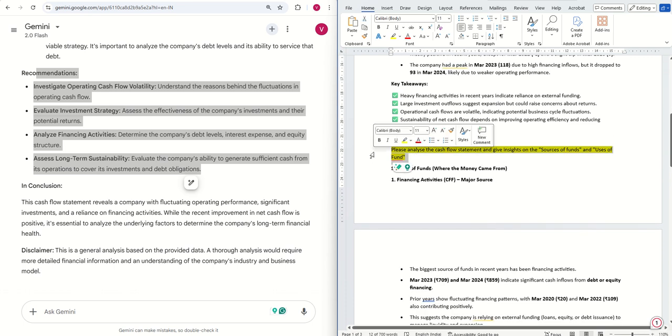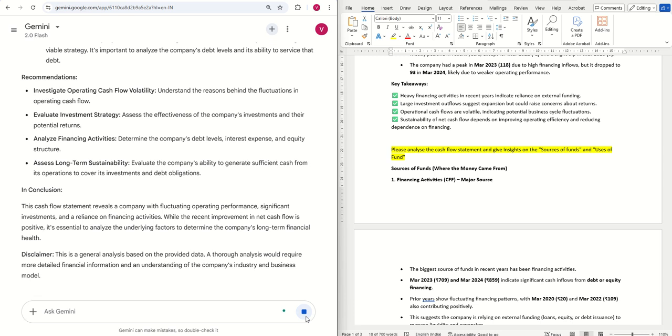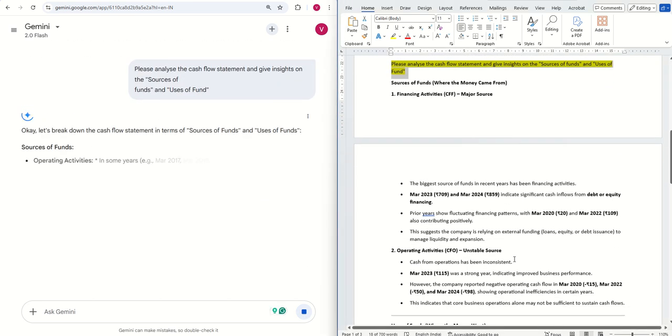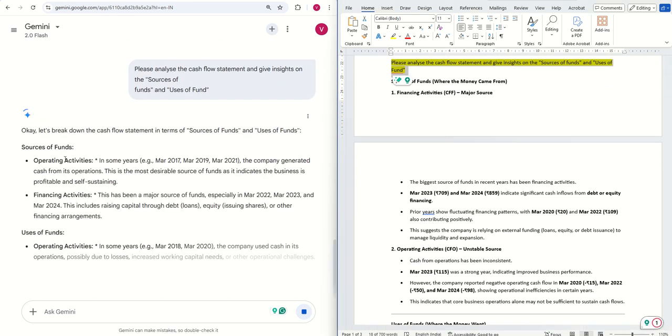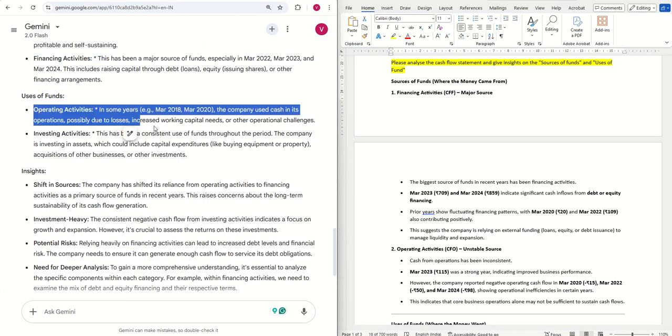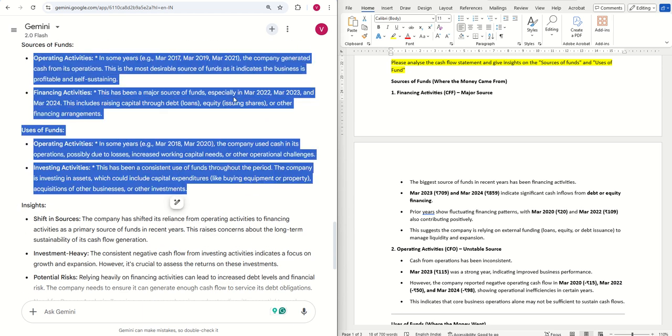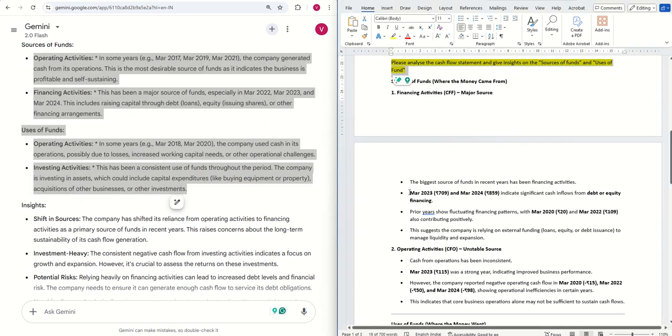Let me go with the second prompt. Please analyze the cash flow statement, and the second prompt should talk about the sources of funds. Yes, here also it's talking about operating activities, financing activities, and where the funds are deployed. But the only thing is it's not so detailed, like how much money, which year, which month. All those details are not here. If you see here, you find year ending March 2023, year ending March 2024, what the cash inflows were, meaning money was raised.